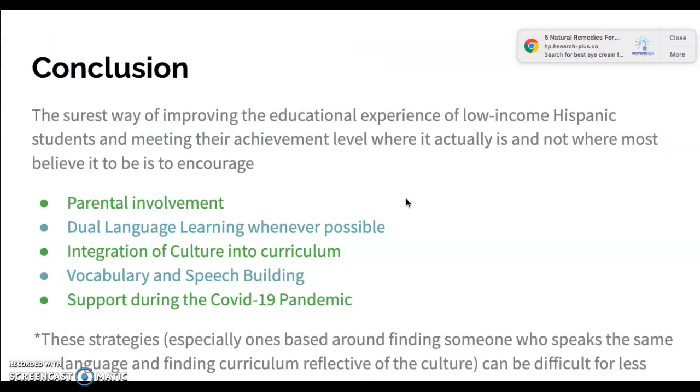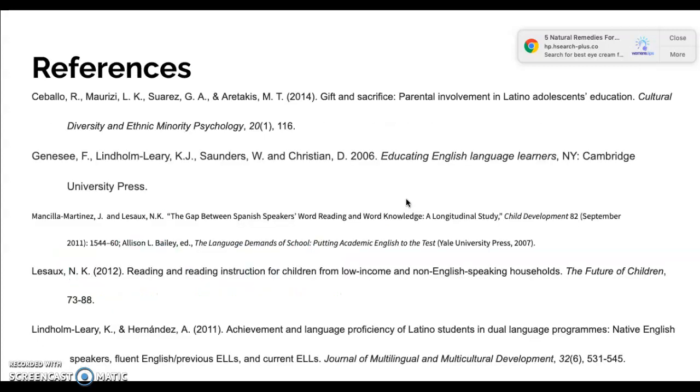And then in conclusion, it's really just parental involvement, making parents feel welcome and respected in the school. They're a needed, vital part. Dual language learning whenever possible, although that gets really difficult if it's not a super predominant language. Integration of culture into the curriculum, same problem if it's not a predominant culture sometimes. Vocabulary and speech building, and then again, support during the COVID-19 pandemic.